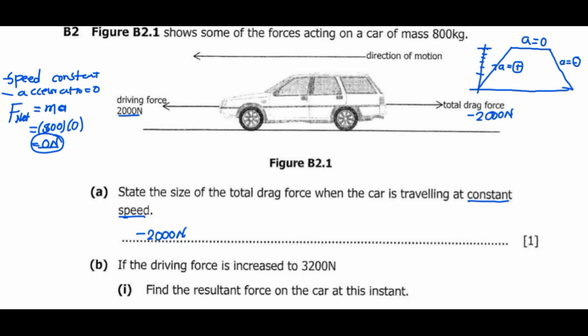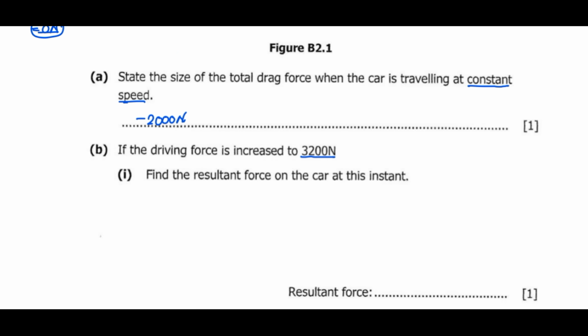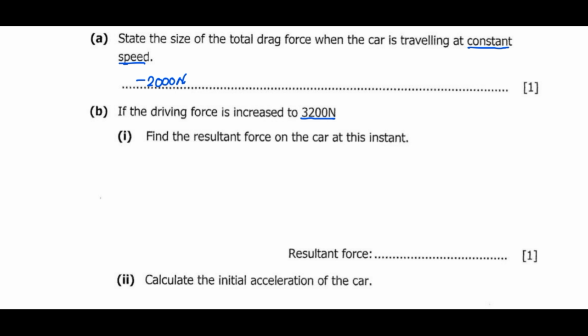Now let's go to question number B. So if the driving force is increased, now you can get the picture here. This time the driving force is increased from 2,000 to 3,200. Since this time the speed is increasing, we are going to have acceleration, and if we have acceleration, we are going to have a net force. So the question is, find the resultant force. The resultant force is the net force.